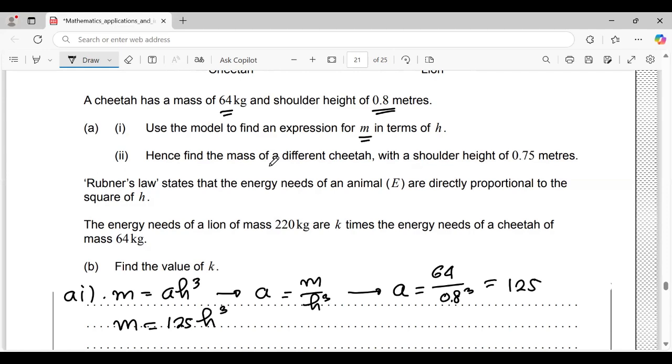Hence, find the mass of a different cheetah with a shoulder height of 0.75 meters. So there is a different cheetah with shoulder height 0.75 meters. The first cheetah shoulder height is 0.8 meters. So there is a different height of shoulder, 0.8 minus 0.75, 0.05, right?